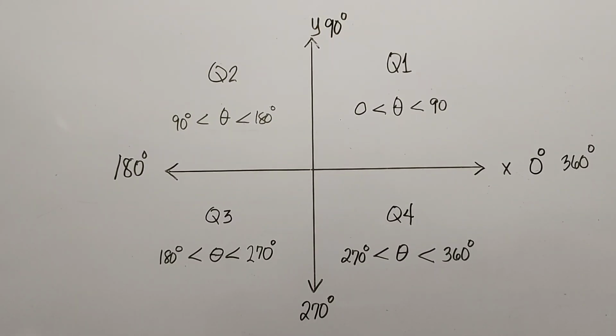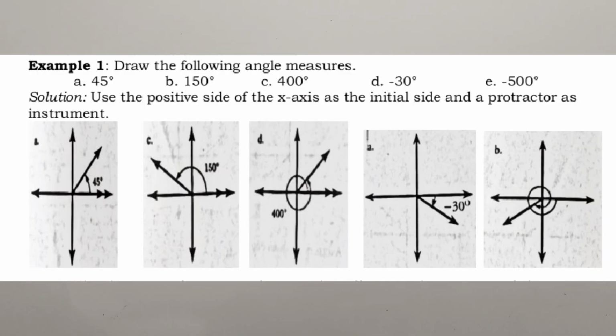Also observe that in quadrant 1, by definition, the angle is always greater than 0 but less than 90. And in quadrant 2, the angles are always greater than 90 but less than 180. In both quadrants, 90 degrees is not included in their jurisdiction. Let us now proceed to Lesson 1, Example 1.